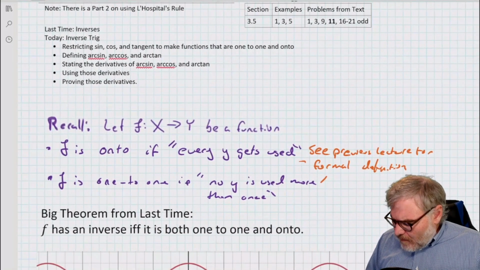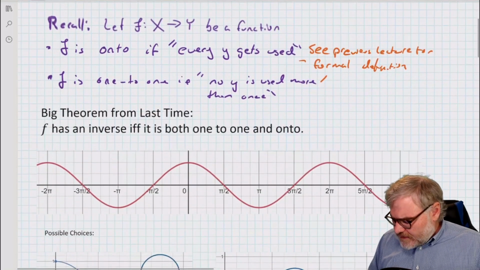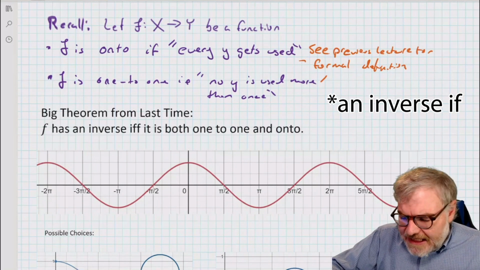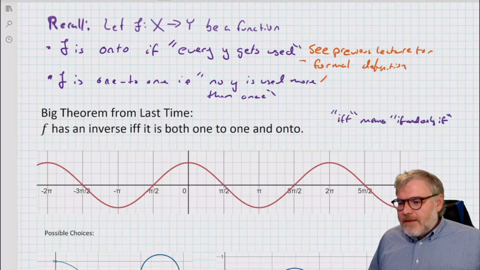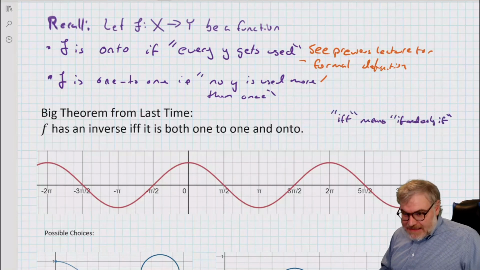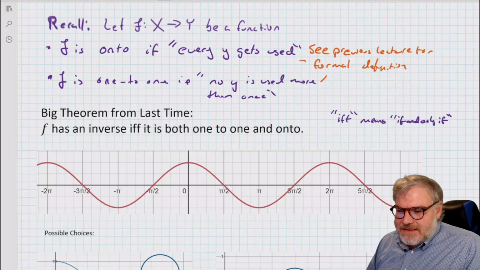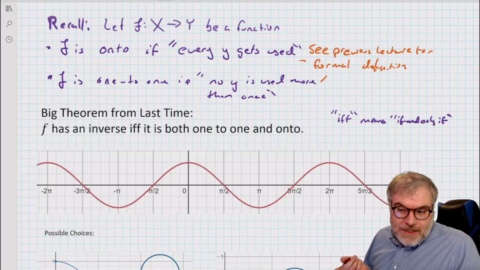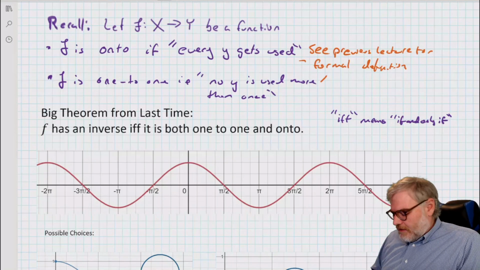We call a function onto if every y gets used, and 1-to-1 if no y is used more than once. And last time the big idea was f has an inverse if and only if it is 1-to-1 and onto. This 'if and only if' business is not a Scottism. That's an actual thing, and you can look it up in the dictionary. It's nice to have that on the Scrabble board. You have to be playing the extended dictionary though. It's not in the narrow Scrabble dictionary, but in the extended dictionary you can.